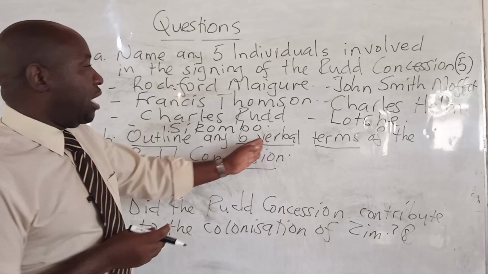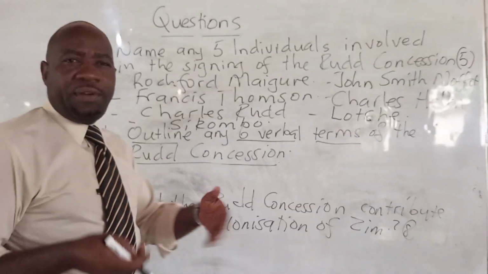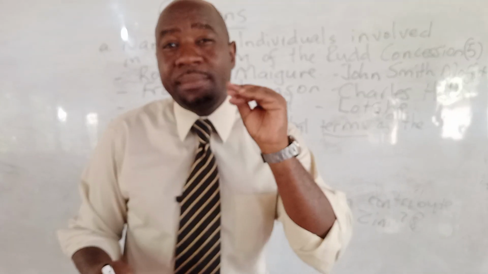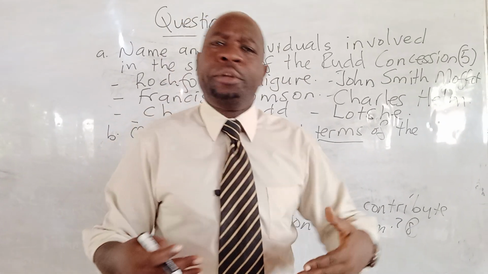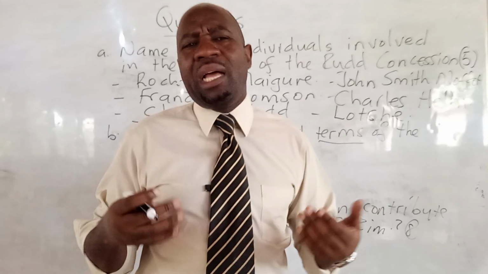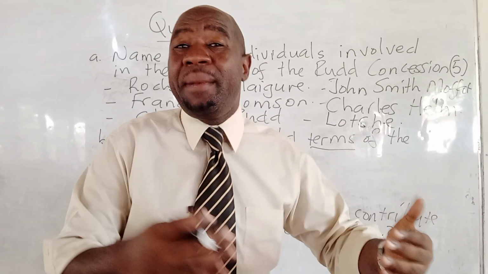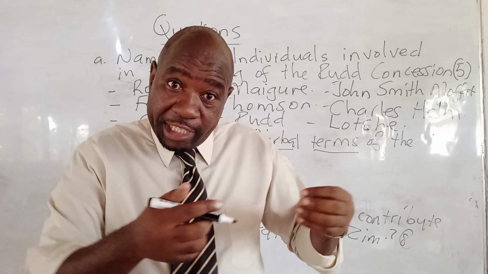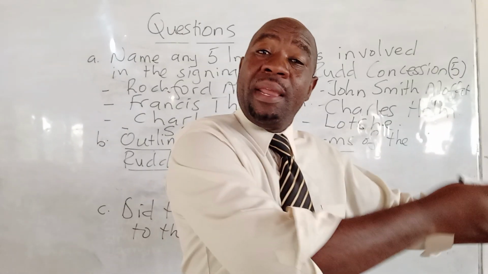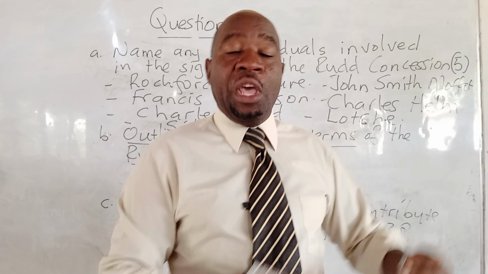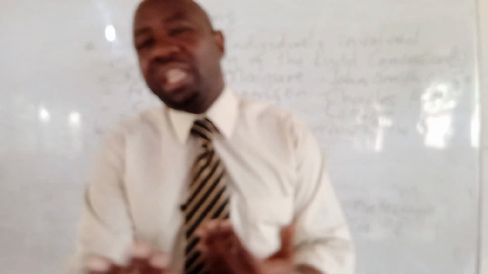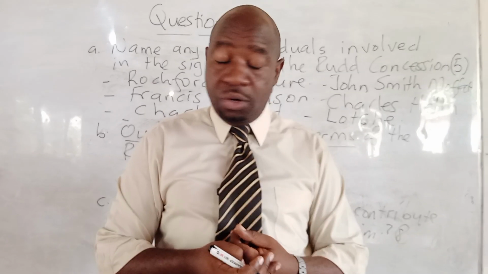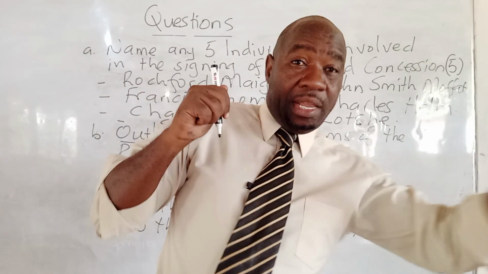So what were the verbal terms of the Rudd Concession? We are talking about those terms that were not written down, those terms that were just spoken. For example, they promised Lobengula that not more than 10 whites were going to come to Lobengula's kingdom. So you explain now about that. This was done so that Lobengula could think that these people were not interested in occupying his kingdom. So a point, then an explanation.